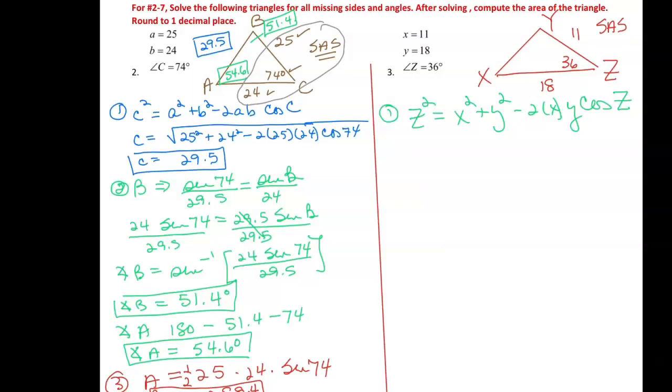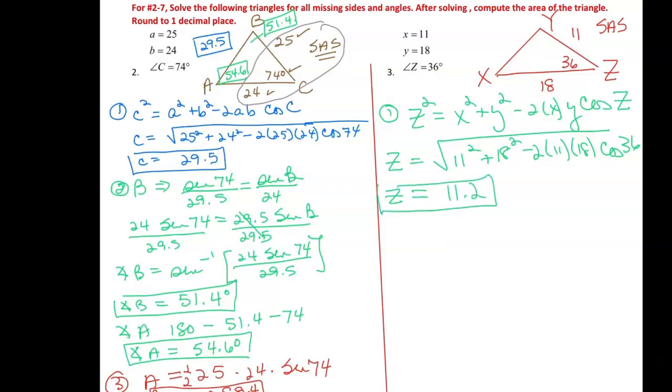So again, I want to find this in one fell swoop. So I'm going to say my side Z is going to equal 11 squared plus 18 squared minus 2 times 11 times 18 times the cosine of 36. And I get little side z equals 11.2 doing that. Okay, so this is 11.2.